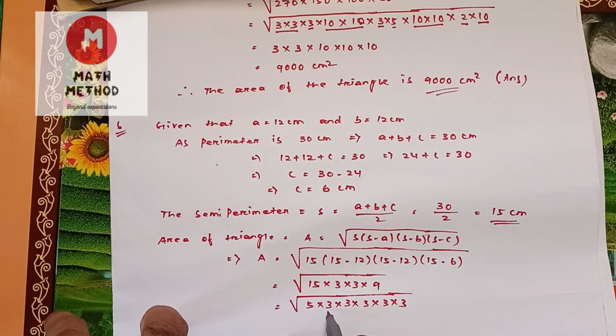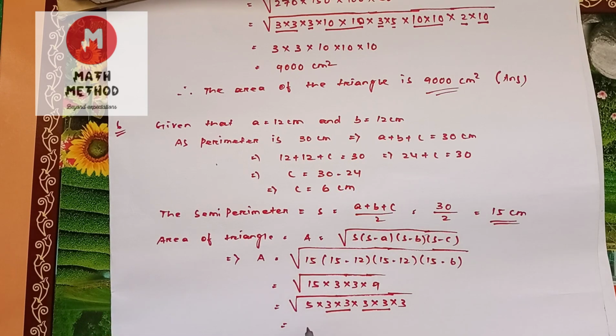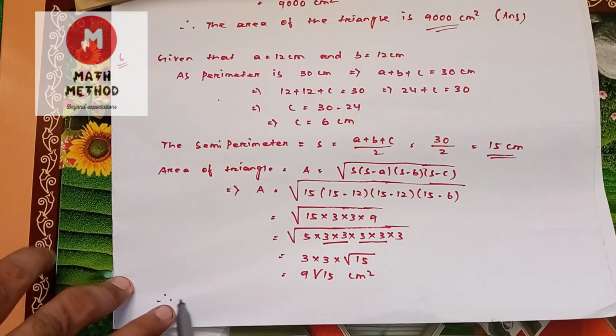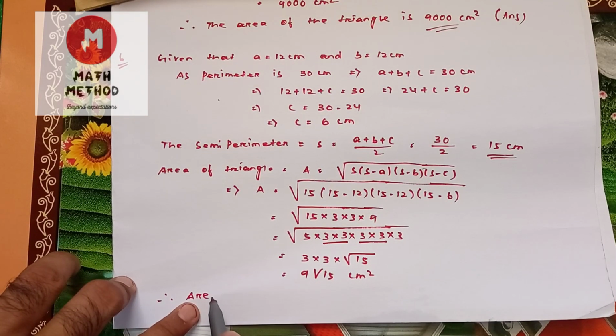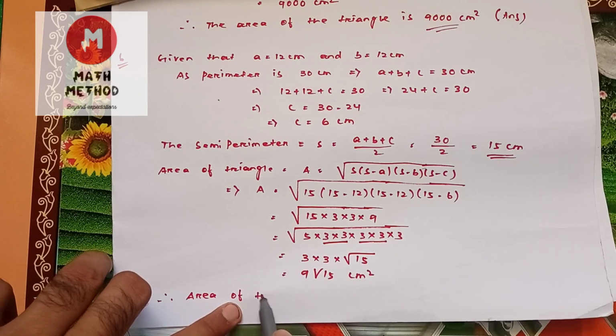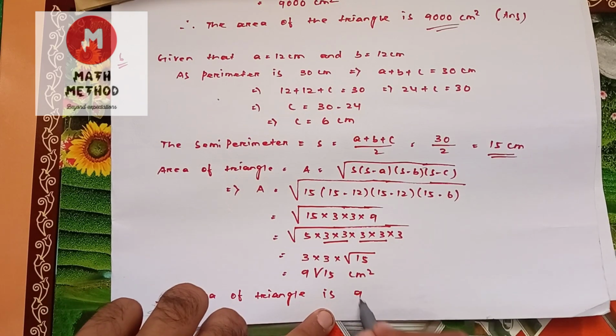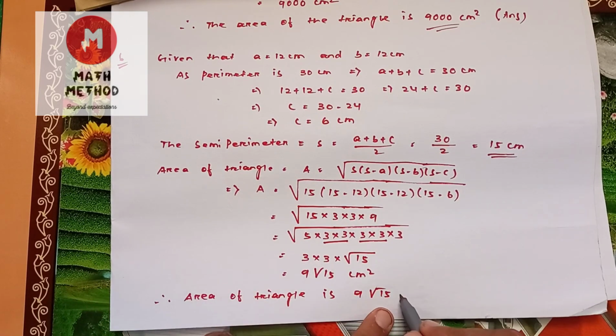Clear? We will take only one 3 from each pair, and another 3 into root over 5 into 3 is equal to 15, is equal to 3 into 3, 9 root over 15 centimeter square. Therefore area of triangle is 9 root over 15 centimeter square.